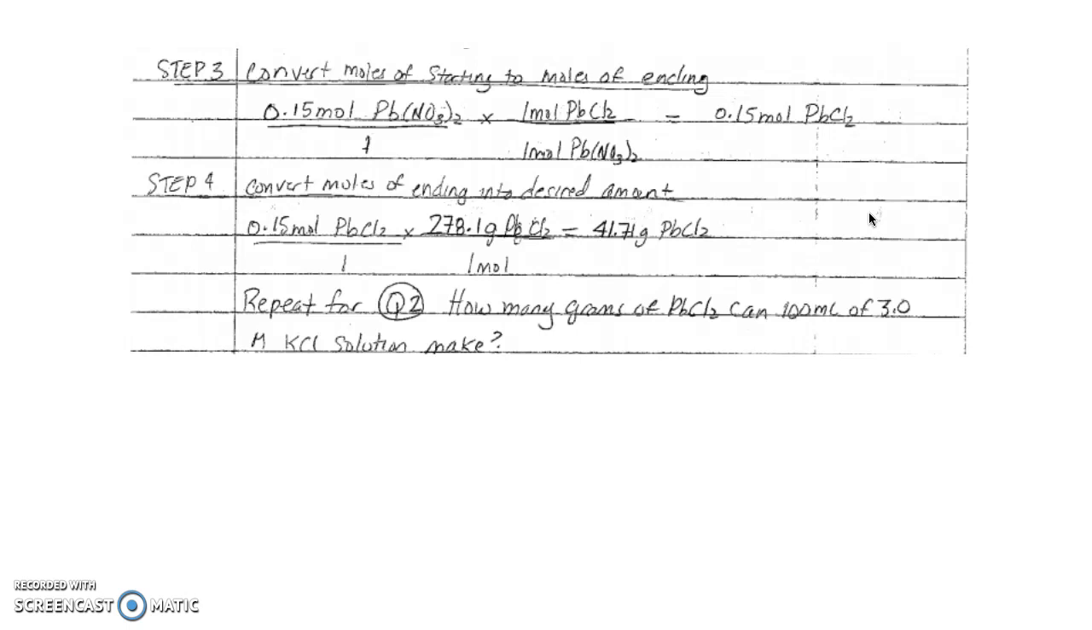Okay, so now that you've written this information down, you're going to follow the same steps that were done before for figuring out how much lead chloride can be made from the lead nitrate. Using this information, how much lead chloride can be made from the potassium chloride? Follow steps 2 through 4. After you press pause and then play again, you'll see the answers for each step.